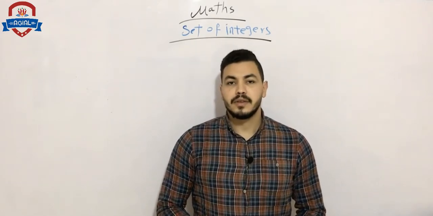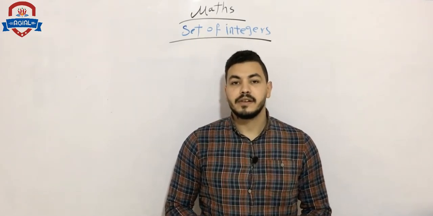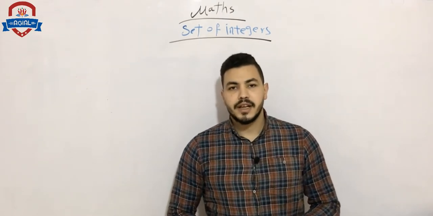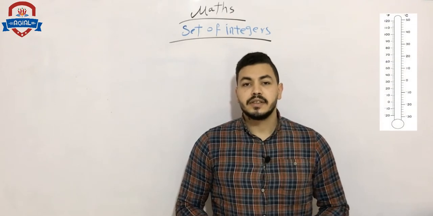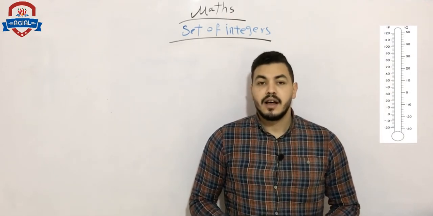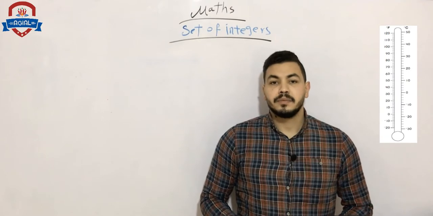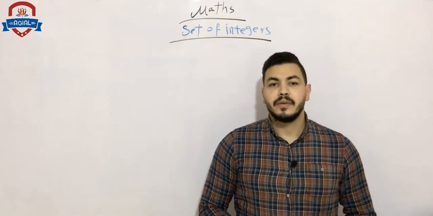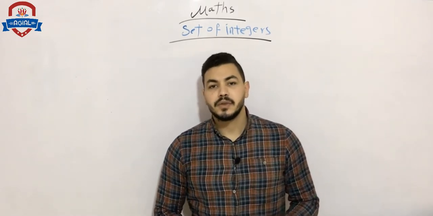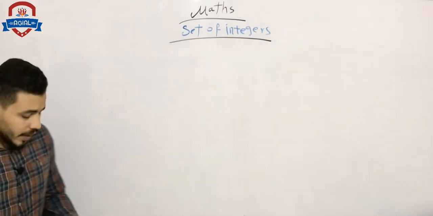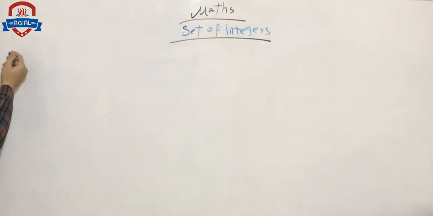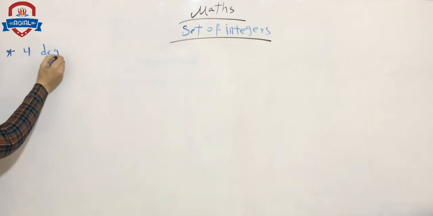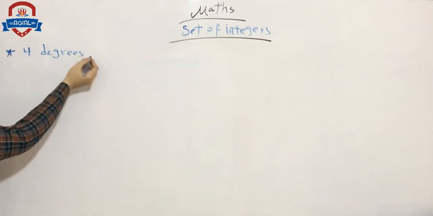There are many opposite situations in our life that can't be expressed through the set of natural numbers that you studied before, such as temperature recorded in some cities, such as 3 or 4 degrees under zero. That is not possible in natural numbers. So we can't represent this situation using a natural number. And if we need to write it, 4 degrees under zero.